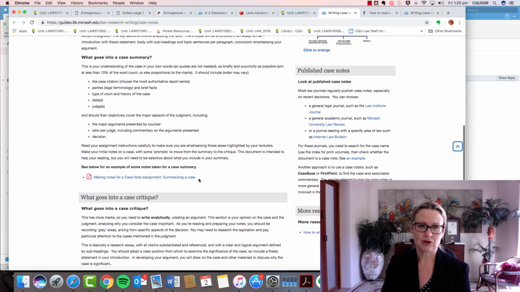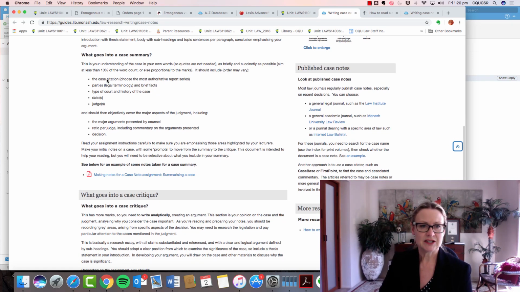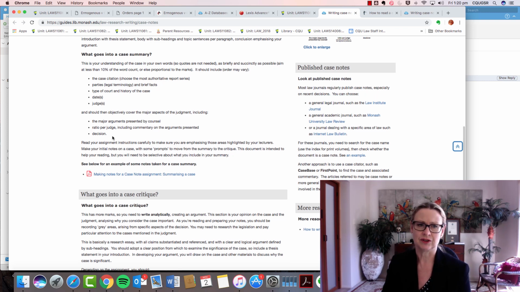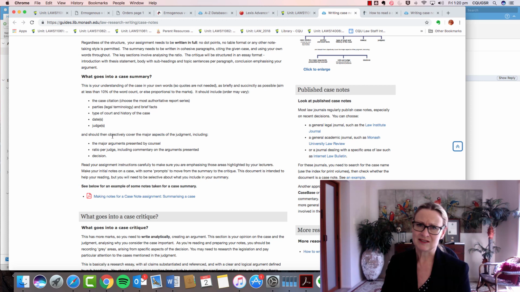What they are suggesting that goes in: case citation, parties, type of court, date, judge, major arguments, ratio, decision. Now, I would say you could distill that down further because the case citation includes the names of the parties and also the citation to the reporting series as well, which will also include the year. So if you do one proper case citation, that will give you all of that information right there in the one-stop shop. Okay, so that's what I would say about that.